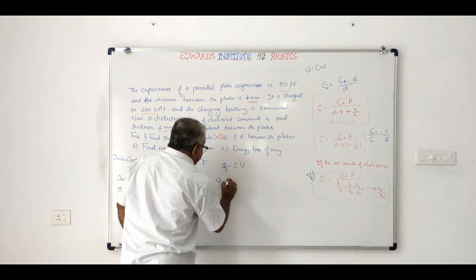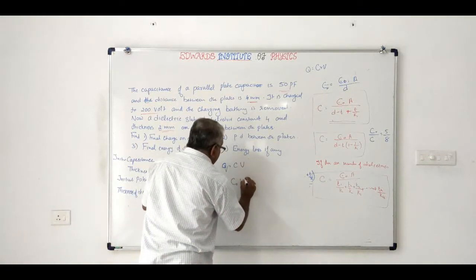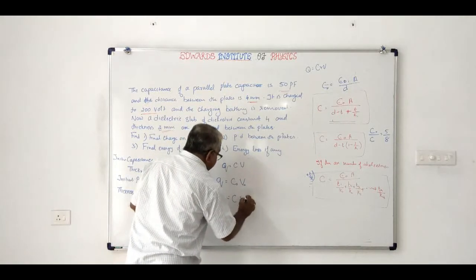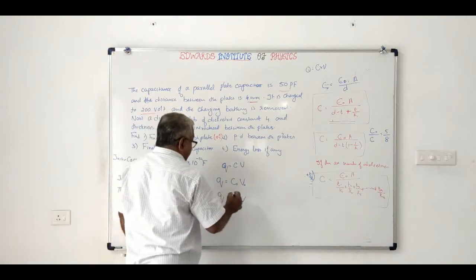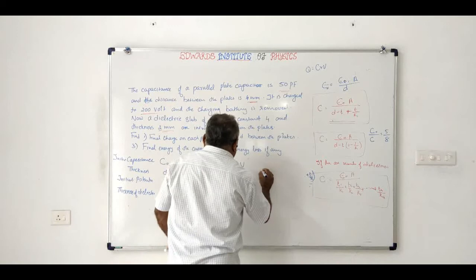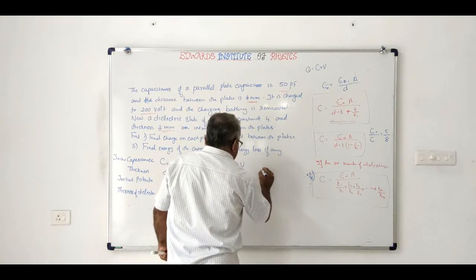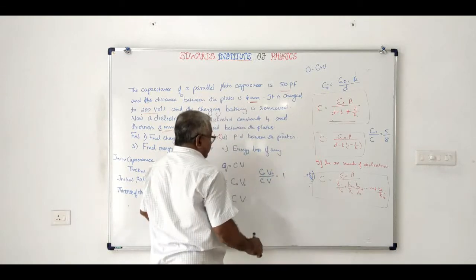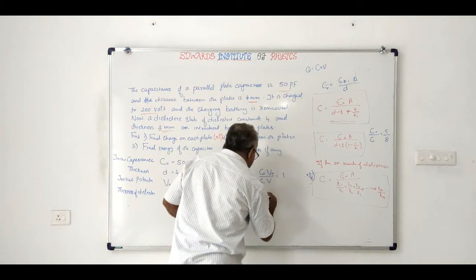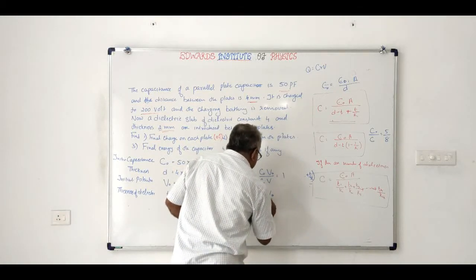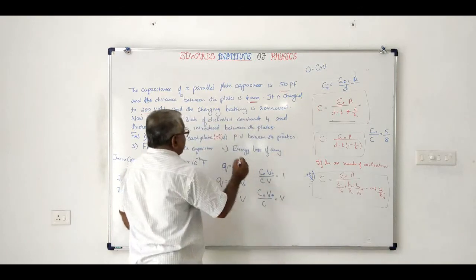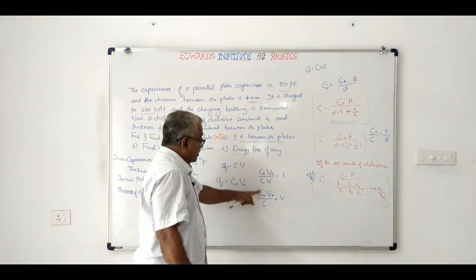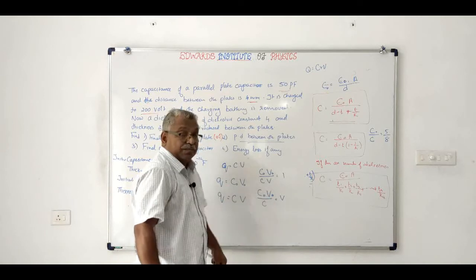Here Q will be equal to C0 into V0, and Q will be equal to C into V. If you divide these two, you will get C0 V0 by CV is equal to 1, and C0 V0 by C is equal to V. Here you have to find the potential difference between the plates, V. So V will be equal to C0 by C into V0.